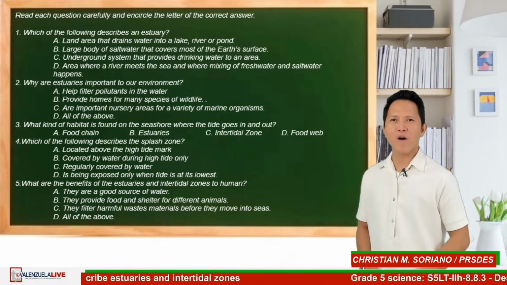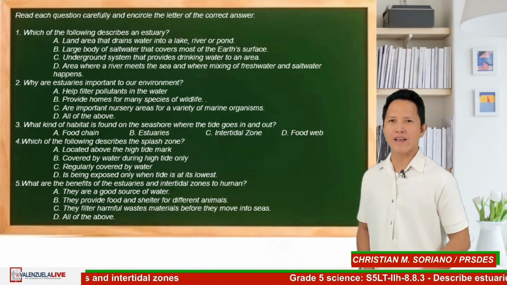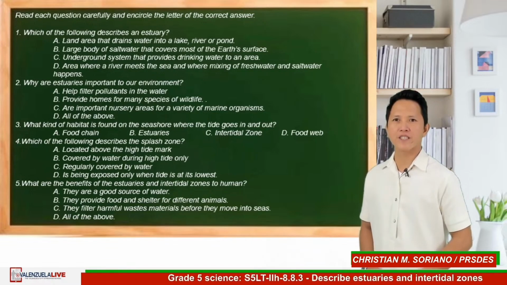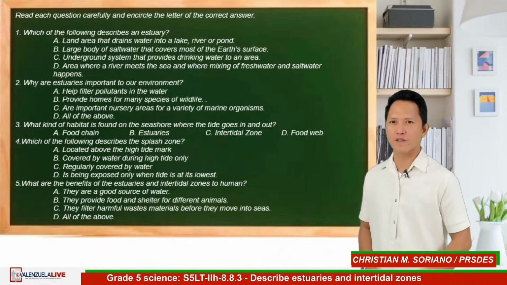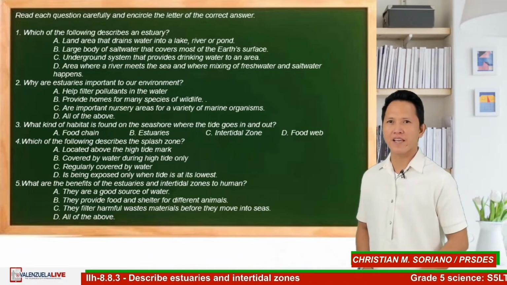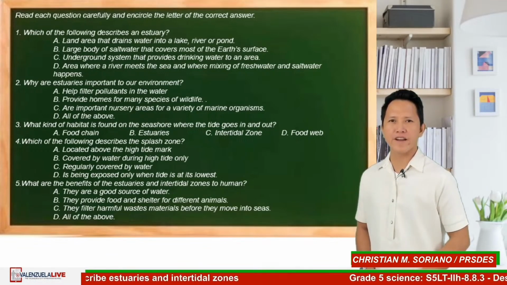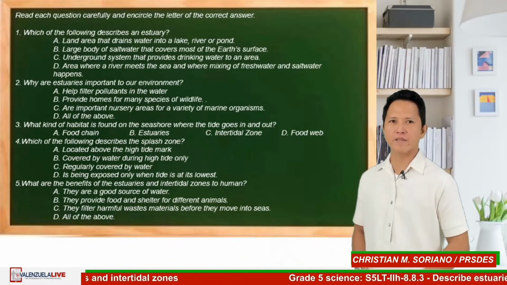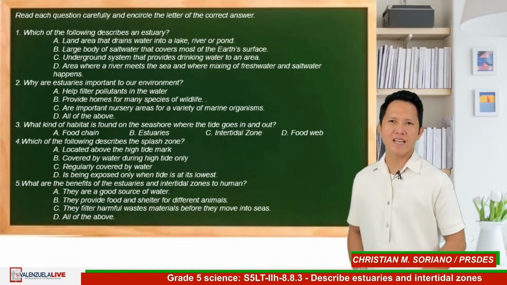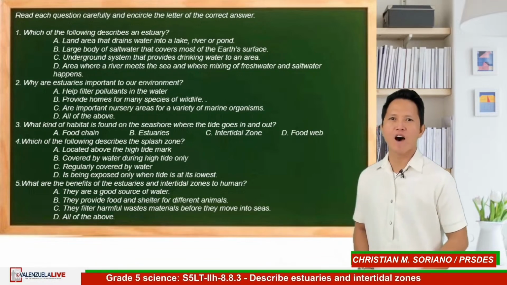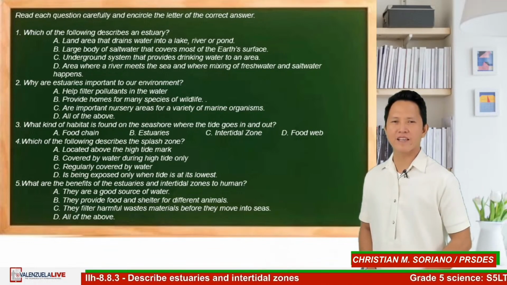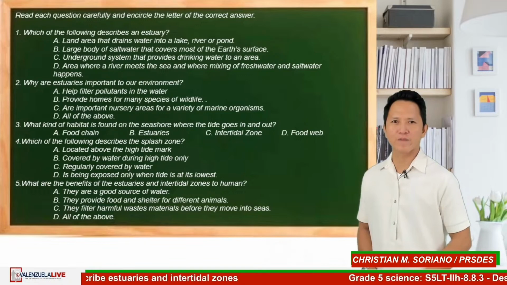Number two, why are estuaries important to our environment? The correct answer is letter D. Because estuaries help filter pollutants in the water, from letter A, provide homes for many species of wildlife, from letter B, and are important nursery areas for a variety of marine organisms. Number three, what kind of habitat is found on the seashore where the tide goes in and out? The correct answer is letter C, intertidal zone.